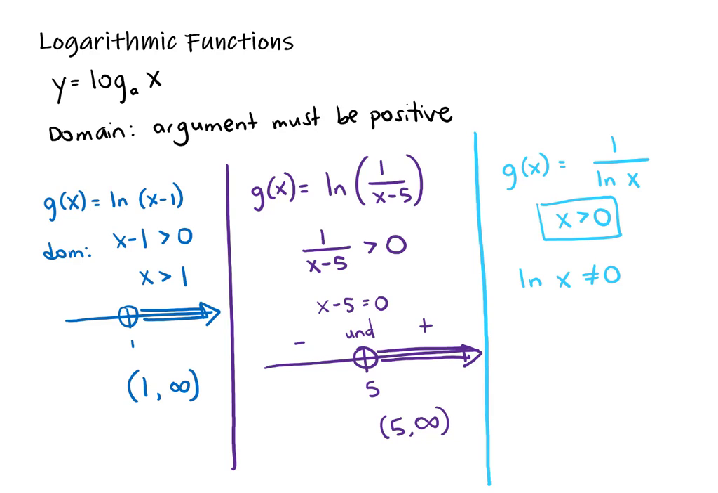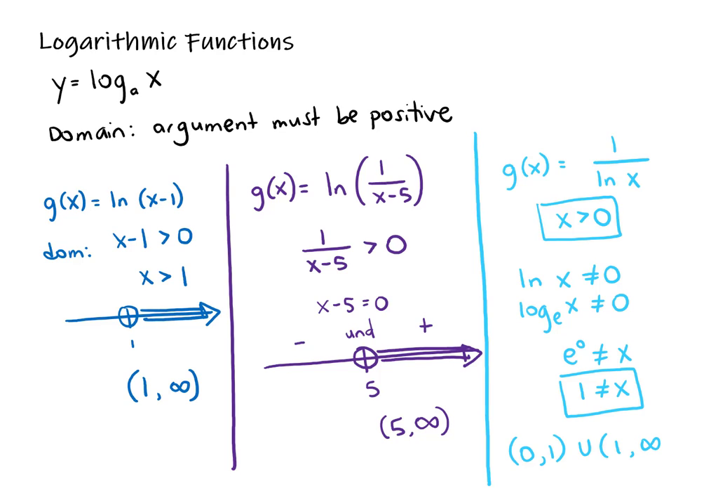And in rewriting this, this is log base e of x cannot be equal to 0. In other words, e to the 0 cannot be equal to x. In other words, e to the 0 is 1. I cannot have x equal to 1. So, x has to be greater than 0, but x cannot be equal to 1. One way of writing this is from 0 to 1, union from 1 to infinity.